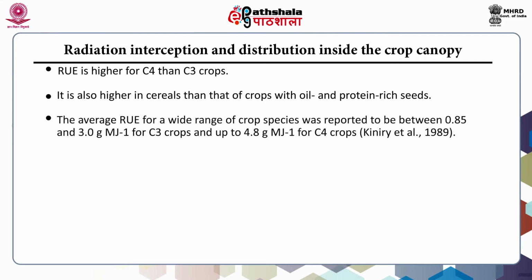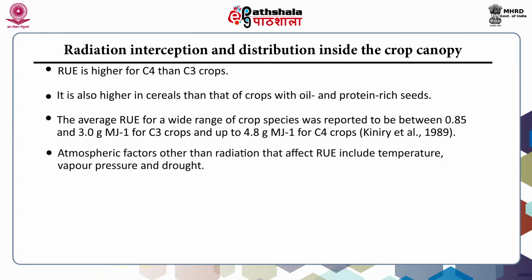The average radiation use efficiency for a wide range of crop species was reported to be between 0.85 and 3 gram per megajoule for C3 crops and up to 4.8 gram per megajoule for C4 crops. The atmospheric factors other than the radiation that affect this radiation use efficiency include temperature, vapor pressure, and drought.